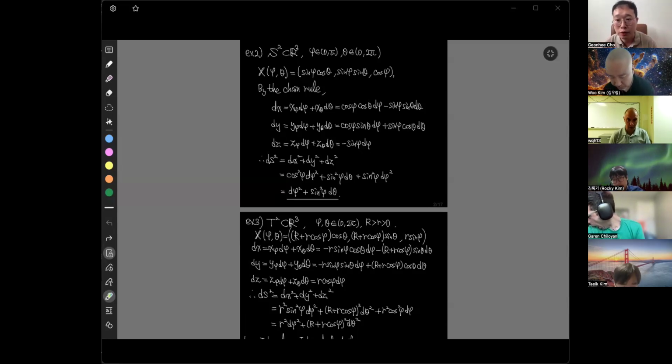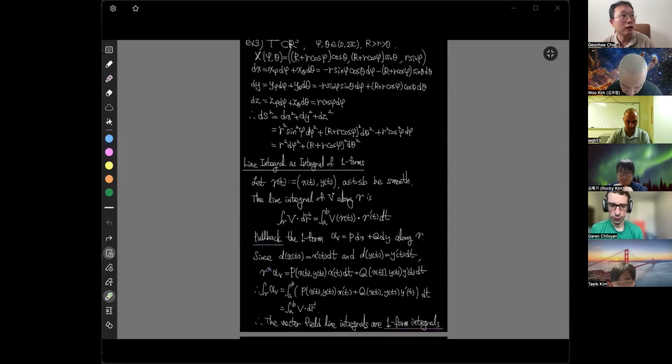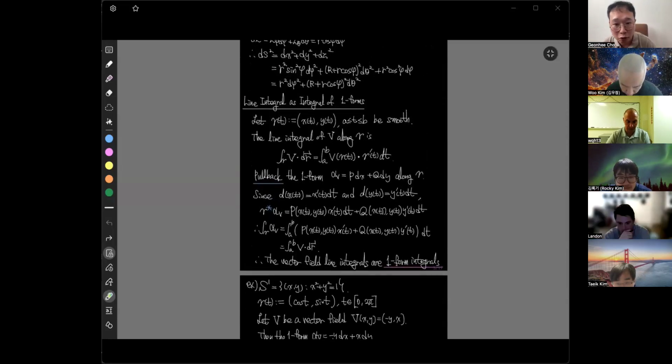In a sense that we can now later see how that abstraction really pops up all of a sudden. So that's something I also want to point out. But yes, this computation is super important. So now let's move on to the line integral as the integral of one forms.